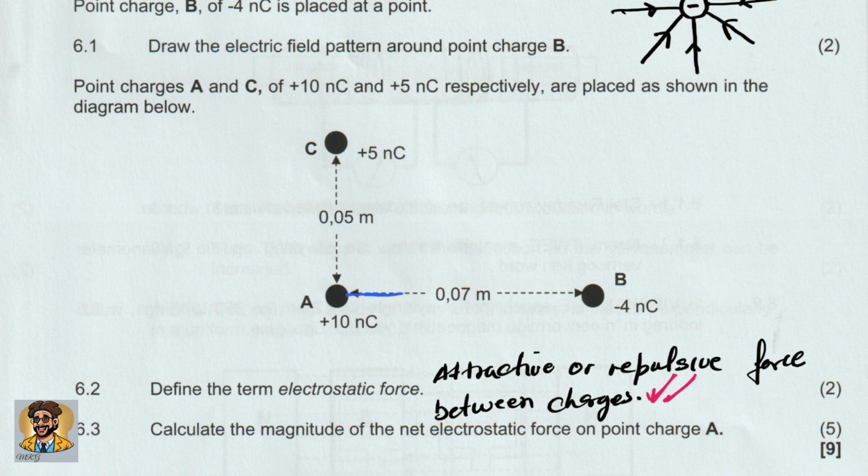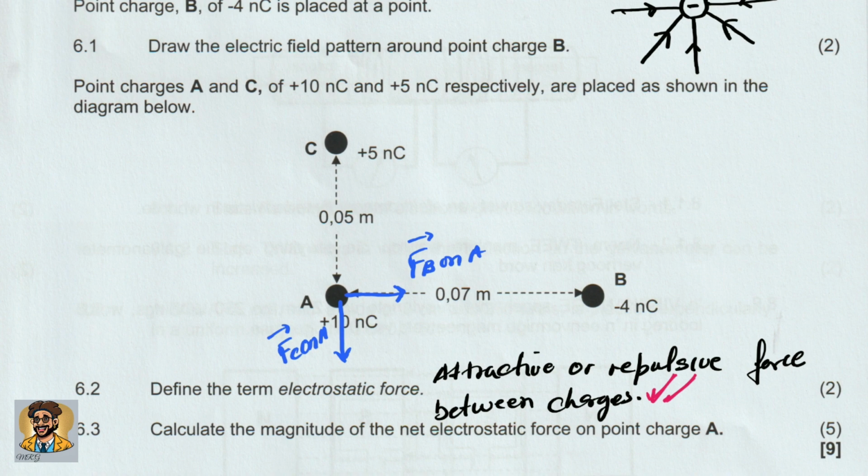So this here would be the force of B on A, because B is pulling A towards the right. Now what is C doing to A? You can see they are both positive, so C is going to push A away. So down here will be the force from C on A. Those are the 2 forces acting on A due to C and B.